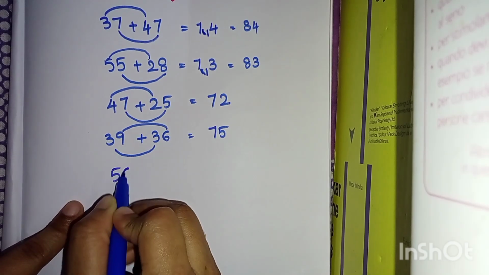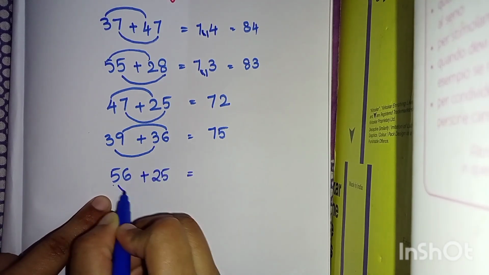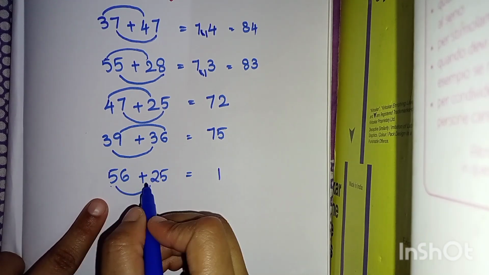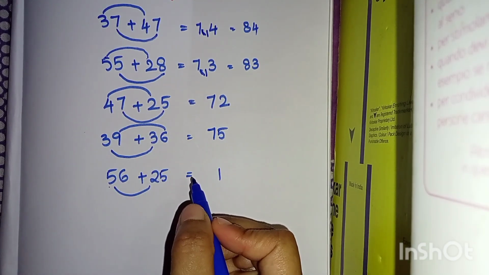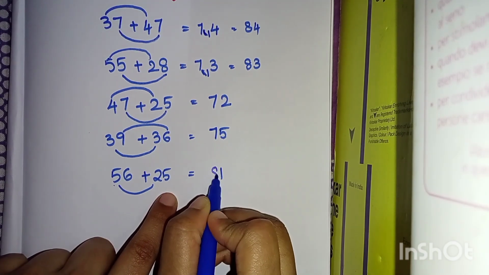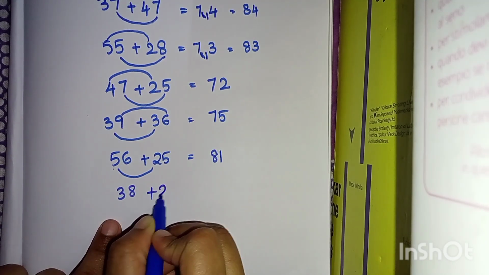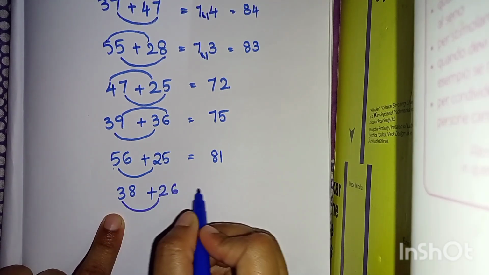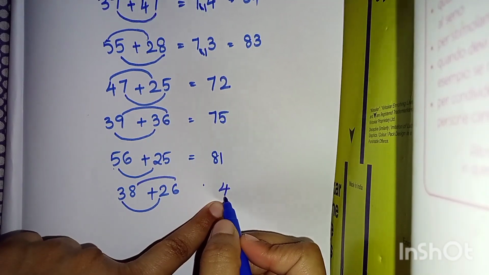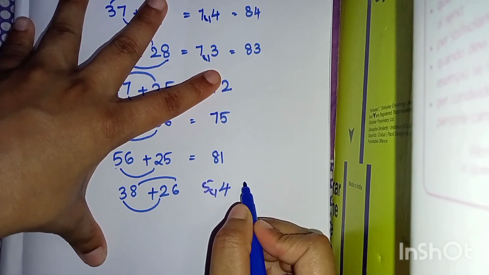Next, 56 plus 25. 5 plus 2 is 7. 6 plus 5 is 11. I'll write the end digit of 11 first, and 5 plus 2 is 7. So the tens place value 1 I will add to the 7 and make it 8. 81. Next, 38 plus 26. 3 plus 2 is 5. 8 plus 6 is 14. I'll write the end digit 4 here, and 1 little small, and 3 plus 2 is 5. So 5 plus 1 is 6.